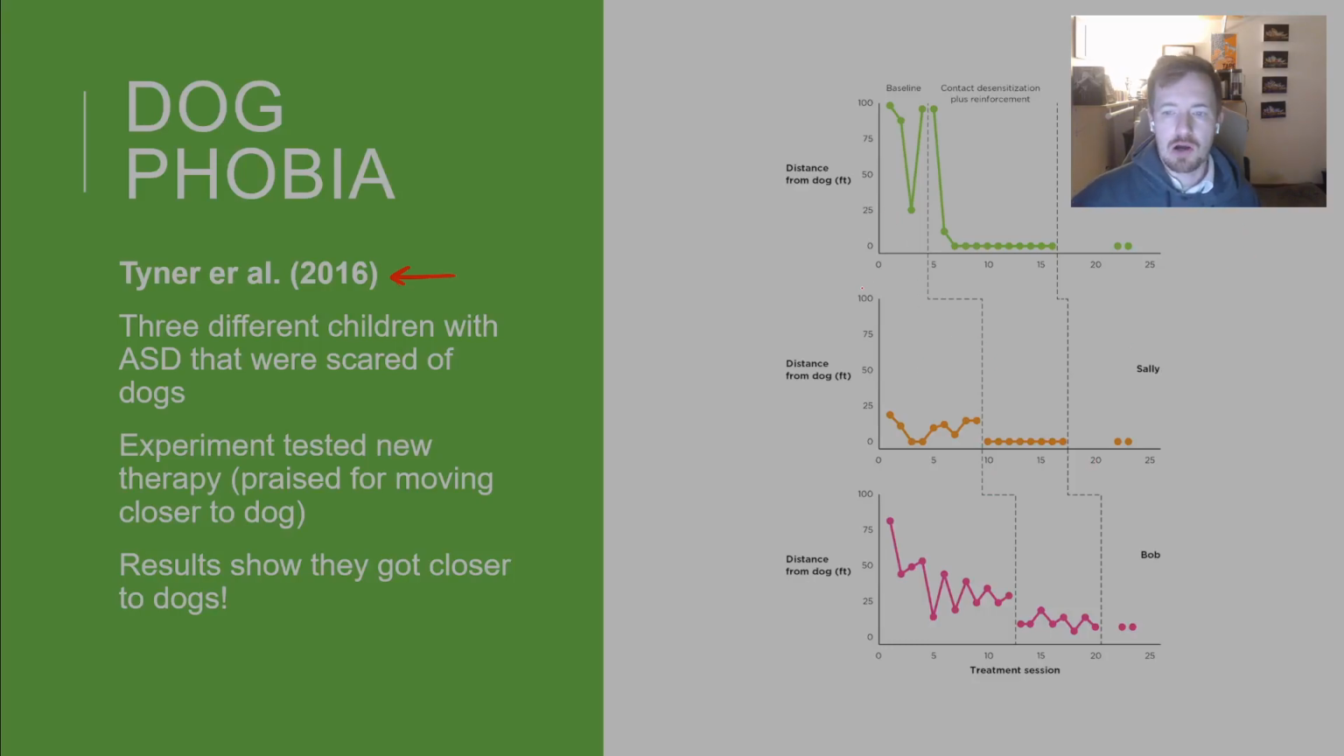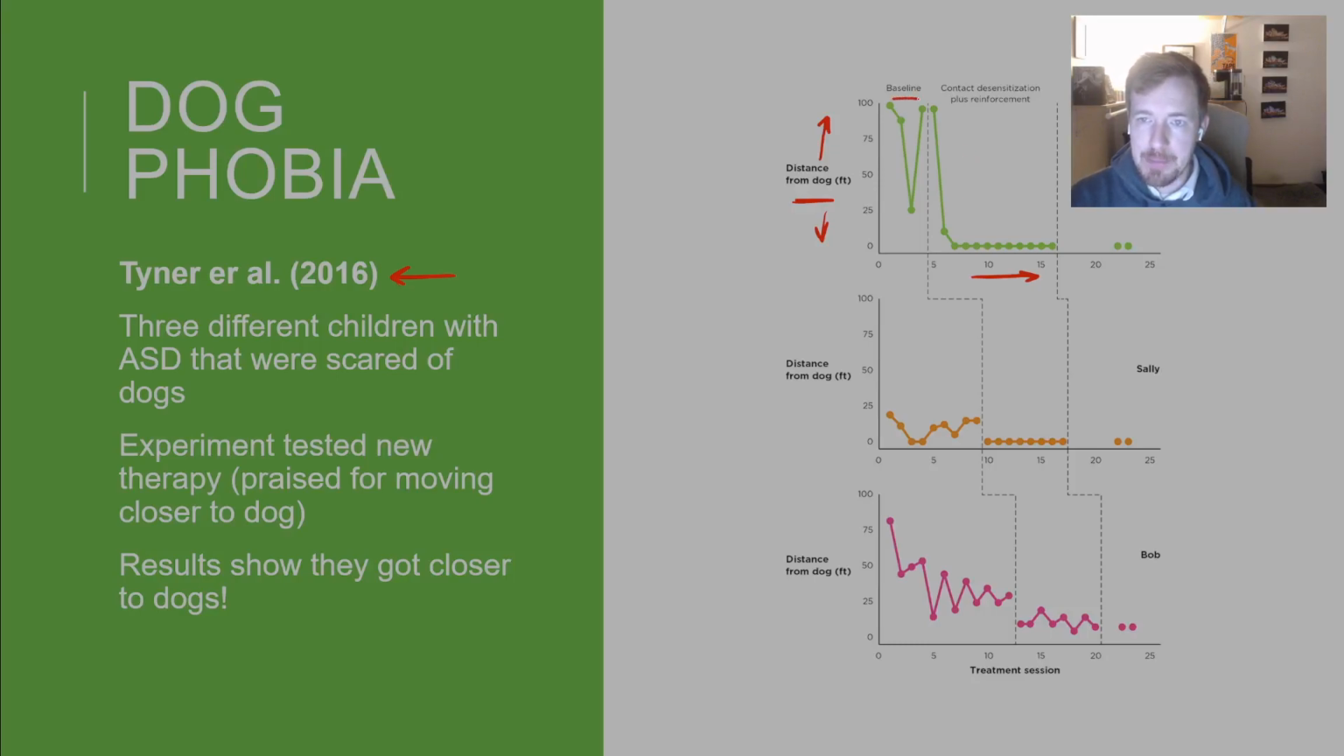So what we're looking at here, on the y-axis we have the total distance from the dog, so how far away the dog is, or how close they were willing to approach the dog. So the higher the value here, the further away that kid needed to be away from the dog. So the higher it is, the more scared they are. The lower it is, the more comfortable they are around the dog. And then on the x-axis, we have how many different sessions we have. So essentially, it's kind of like over time. So here's how to interpret this graph.